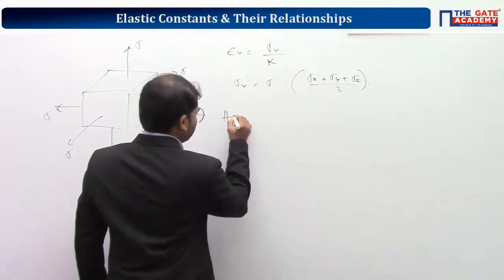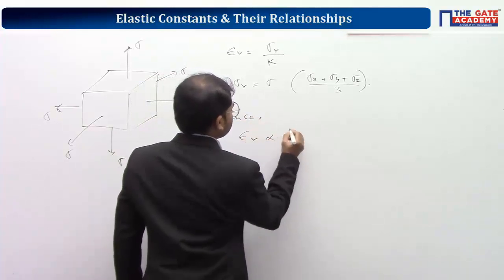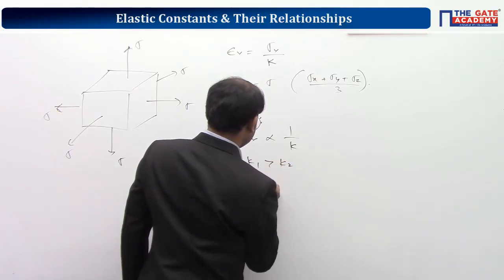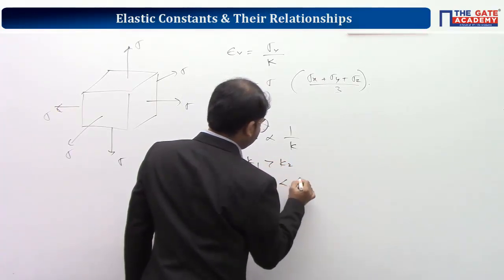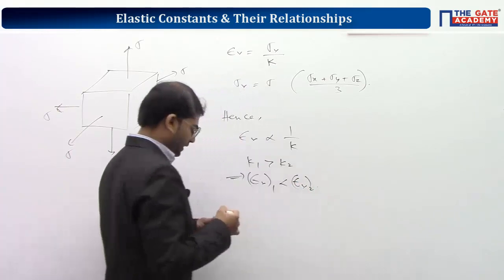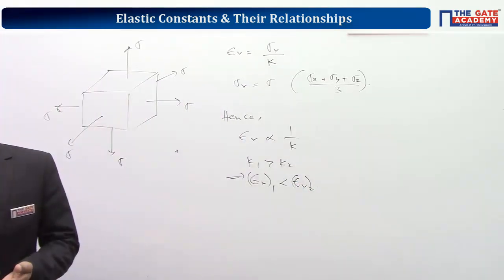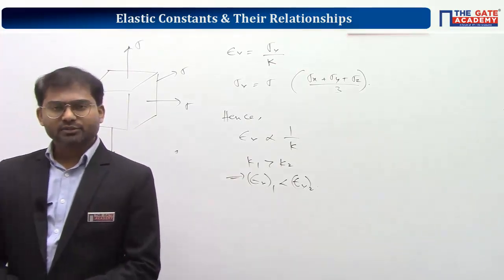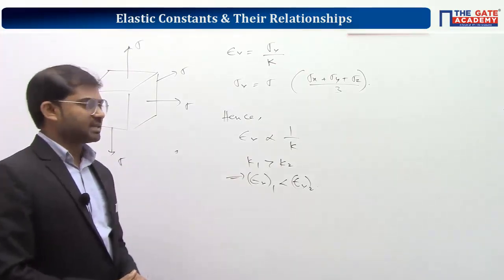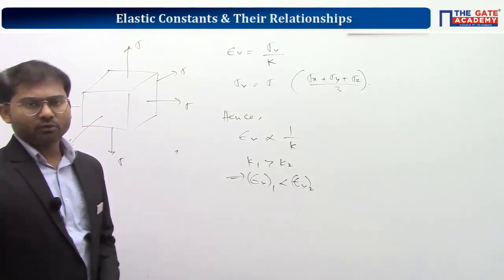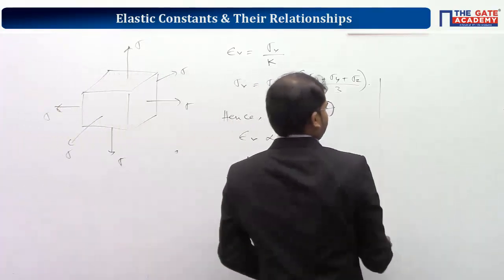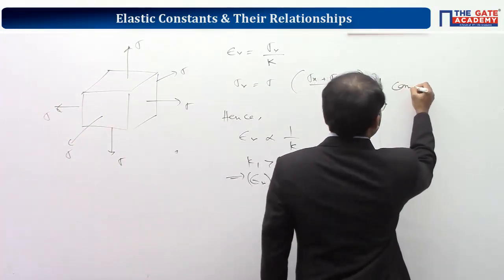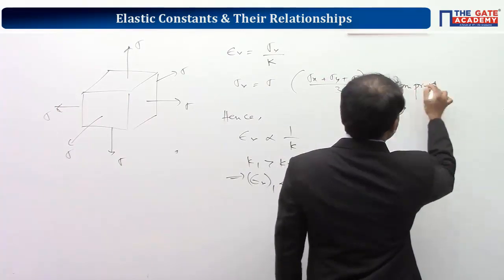You can write down: hence we have epsilon v inversely proportional to K. So K1 greater than K2 implies the volumetric strain of the first one will be less than the volumetric strain of the second one. Understand? Kindly copy that. In thermodynamics, you're going to study the inverse of bulk modulus as compressibility. In SOM, especially when dealing with solids, it's not that much required, but one property is given the name compressibility.